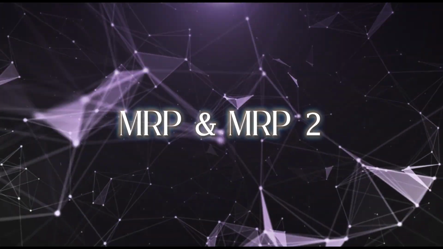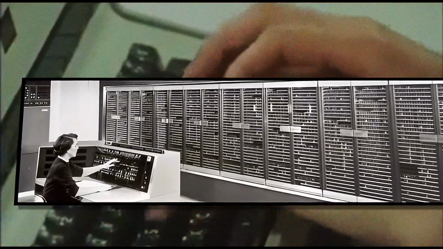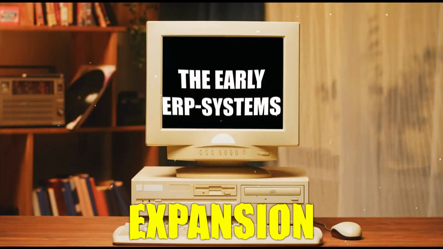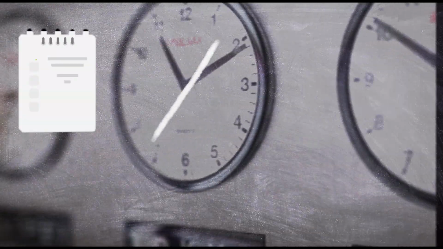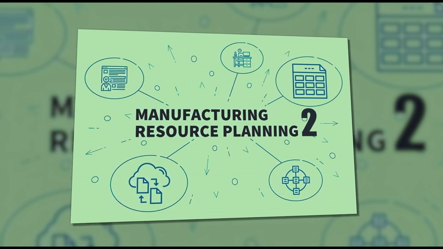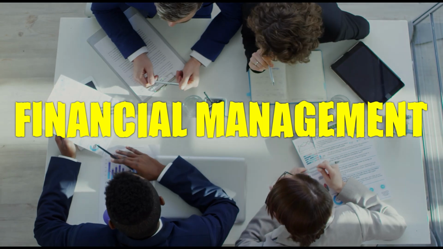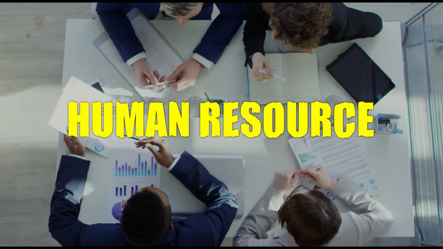MRP and MRP II. In the 1970s, Material Requirements Planning, MRP, was introduced. It was an expansion of the early ERP systems and was designed to plan and schedule production based on inventory levels. Later, MRP II was developed, which added more features like financial management and human resources.